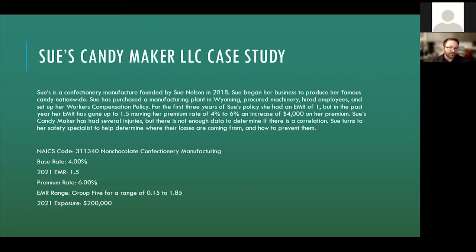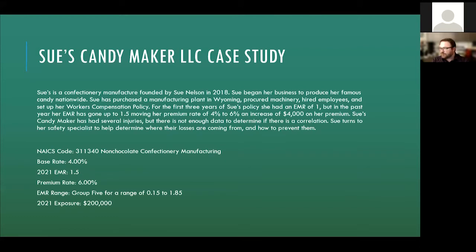EMR 1 means you pay at the base rate. Anything above that means you're going to be paying more. So 1.5 means she pays about 50% more on her base rate than if she had a 1. So it's a pretty huge increase. So this moves her premium rate from 4% to 6%. So we're seeing an increase of $4,000 on our premium. So 4,000, that's a pretty significant increase in insurance for, you know, a small mom and pop shop.